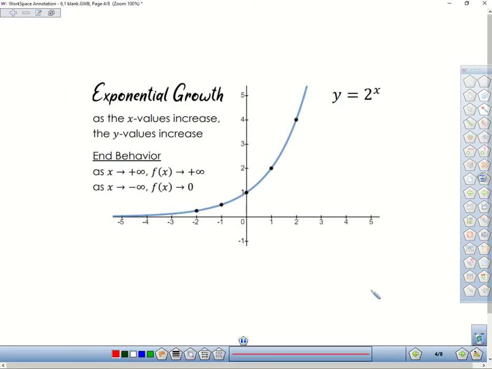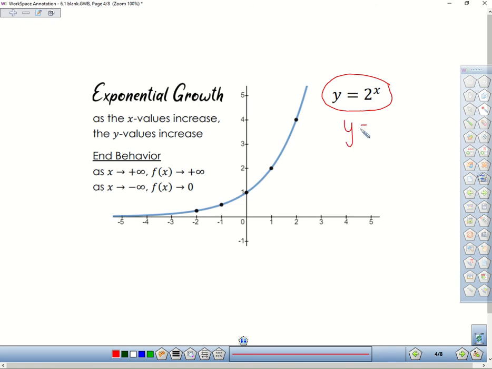Alright, so the first one we're going to talk about is exponential growth. And we're looking at this from the example of this function y equals 2 to the x. Okay? So in this case, y equals 2 to the x, if you think about the standard form, this one has an a value of 1, because there's nothing on the outside, a k value of 0, and an h value of 0. Because this is very simple. Okay? So, as the x values increase, the y values increase.